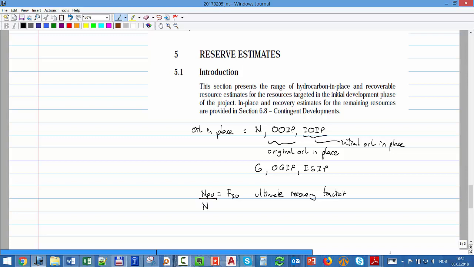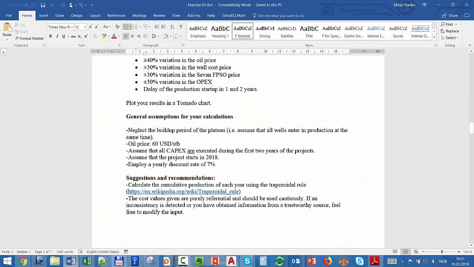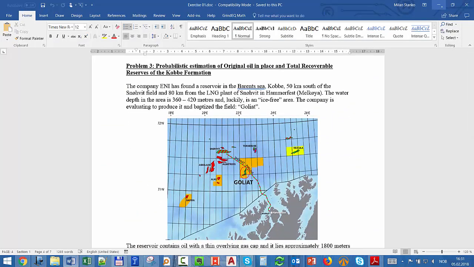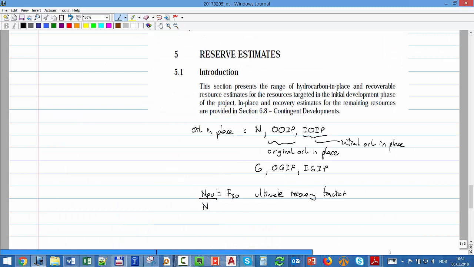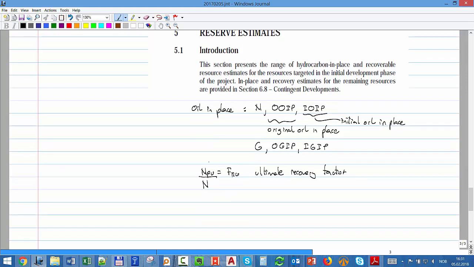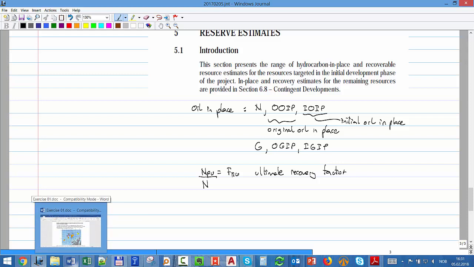So what you will have to do in exercise 2, actually you have to compute both NPU and N with some uncertainty in the input. Okay, you have uncertainty in the input, you're not exactly sure what value you're going to have, and you will have to calculate using the Monte Carlo method. Yeah, and let's make it also for gas.